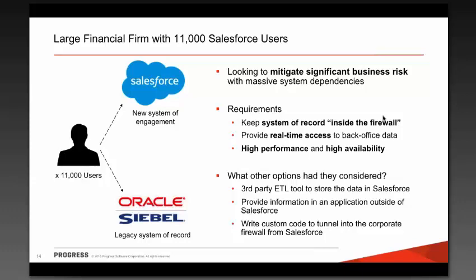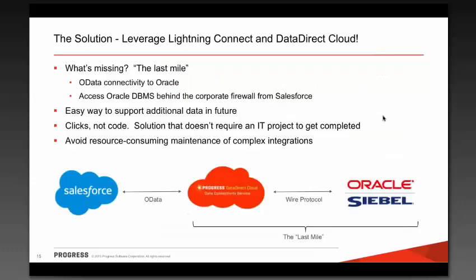But the two things that they needed to accomplish were, one, getting through the firewall, and two, providing OData. So their Oracle database that holds the information from Siebel, it would have been a significant amount of work for them to set up some kind of OData server, provide that connectivity into their Oracle database. Anytime they made changes, it would have required potentially more code work. There was a lot of complexity that they didn't want to tackle. And so they ended up going with Lightning Connect and DataDirect Cloud.